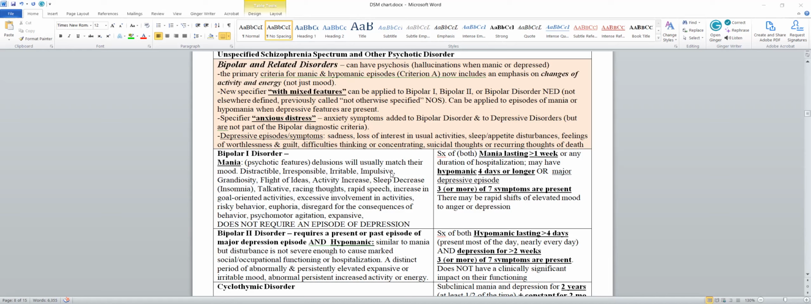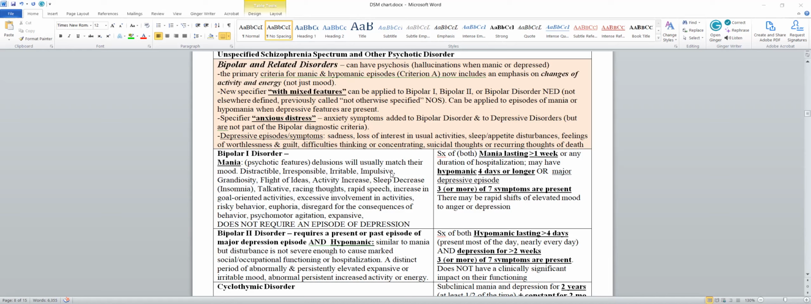Specifier anxious distress: anxiety symptoms added to bipolar disorder and to depressive disorders, but are not part of the bipolar diagnostic criteria. That specifier is called anxious distress. Depressive episodes and symptoms include sadness, loss of interest in usual activities, sleep and appetite disturbances, feelings of worthlessness and guilt, difficulties thinking or concentrating, suicidal thoughts or recurring thoughts of death.